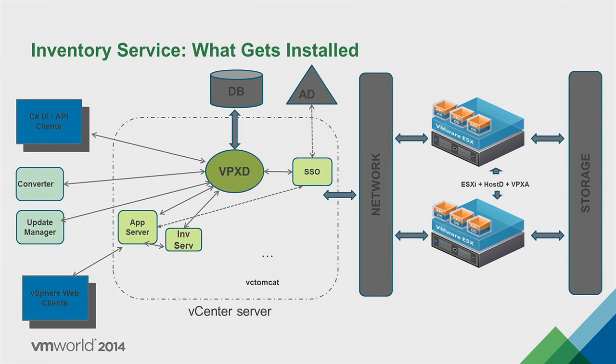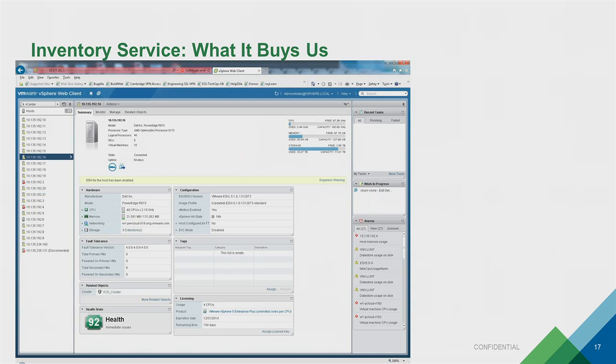Now the first question is, what is the inventory service? When you install that, you're installing another Java service, and the purpose of this inventory service is to essentially act as a cache of inventory information. That's why it's called an inventory service. That's all it is. The idea is that instead of having every request for inventory information go to the core VPXD service, let's offload it so that VPXD can do other things. So this inventory service acts as a cache, and when you go to the web client and ask for information, it ultimately goes to your web client server, which then grabs a bunch of data from this inventory service.